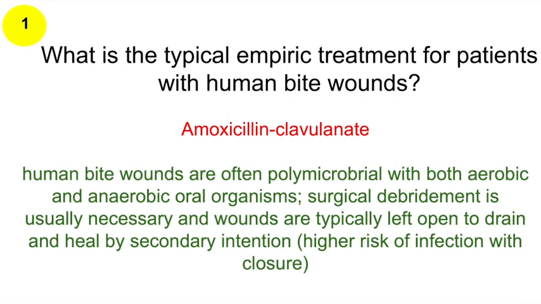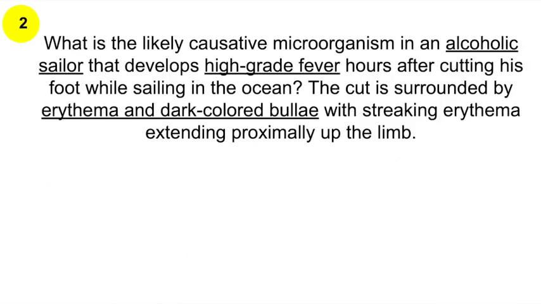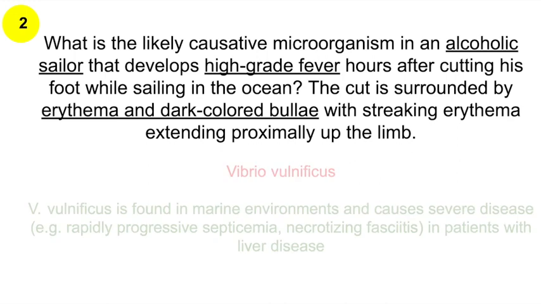What is the likely causative microorganism in an alcoholic sailor that develops high-grade fever hours after cutting his foot while sailing in the ocean? The cut is surrounded by erythema and dark-colored bullae, with streaking erythema extending proximally up the limb. Vibrio vulnificus. So this is found in marine environments and causes severe disease.